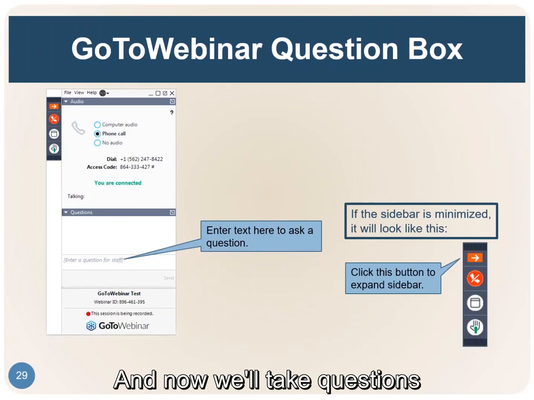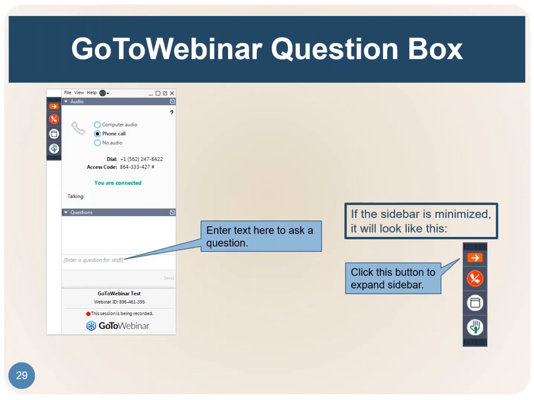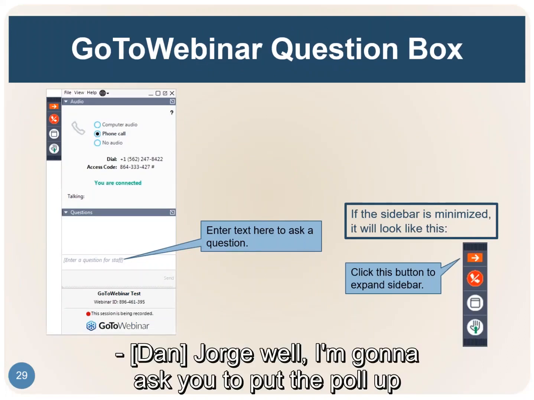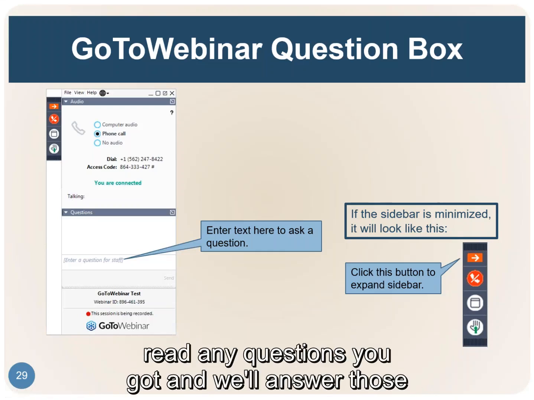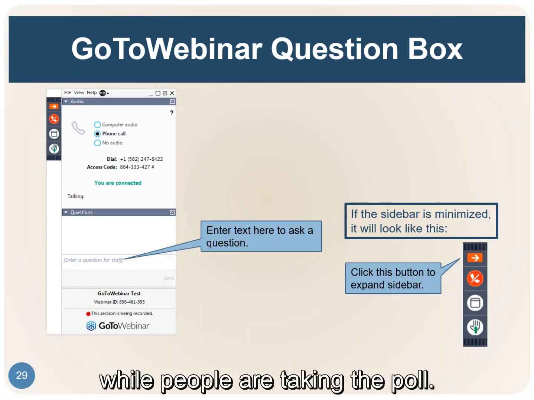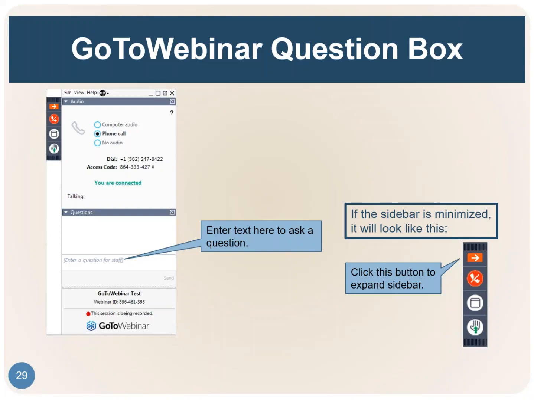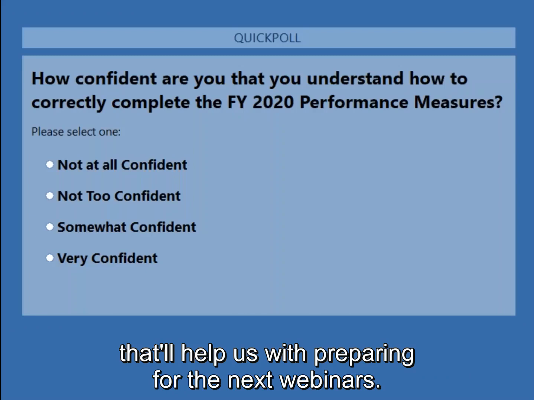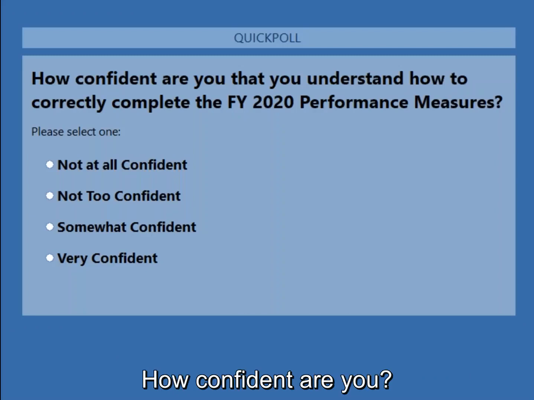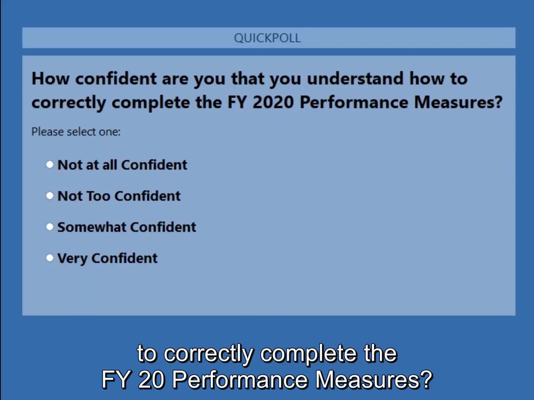And now we'll take questions. Jorge, I'm going to ask you to put the poll up so people can answer the poll, and you can then read any questions you got, and we'll answer those while people are taking the poll. So if you could please answer this poll, that'll help us with preparing for the next webinars. How confident are you that you understand how to correctly complete the FY20 performance measures?